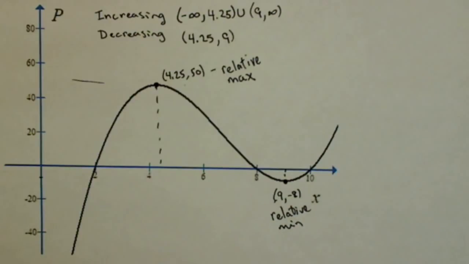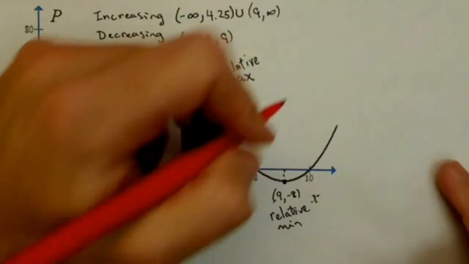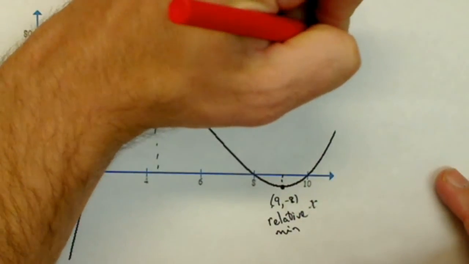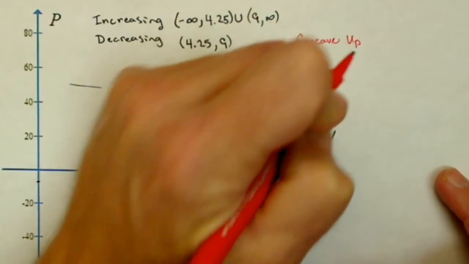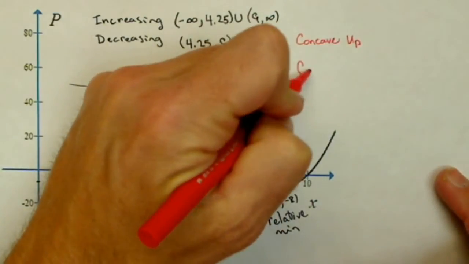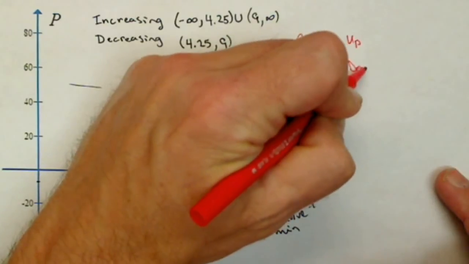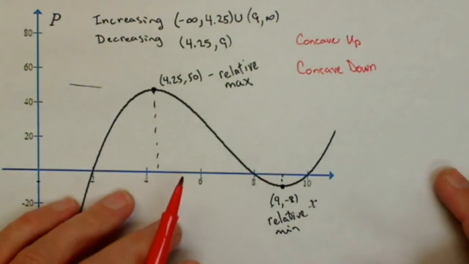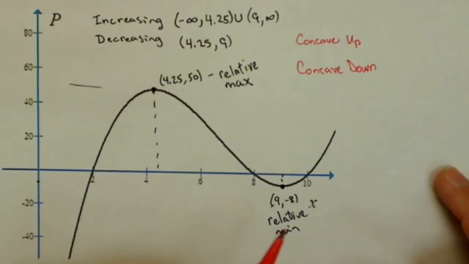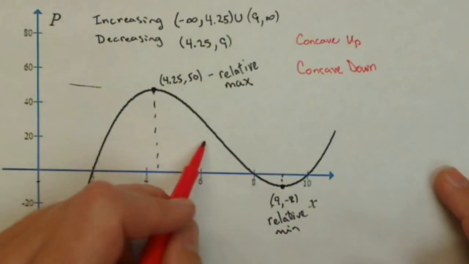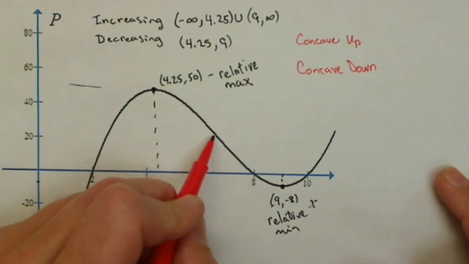Now the other thing we're going to look for in this graph is concavity. We're going to look to see where it's concave up, and we're going to look to see where it's concave down, and then we'll check to see if there's any inflection points. Concave up means the graph opens upwards, like it is right here. Concave down means it opens downwards. So somewhere in here it switches.